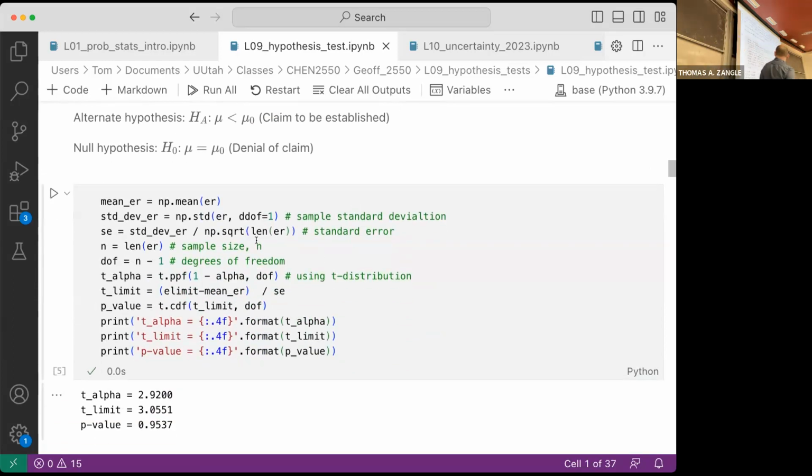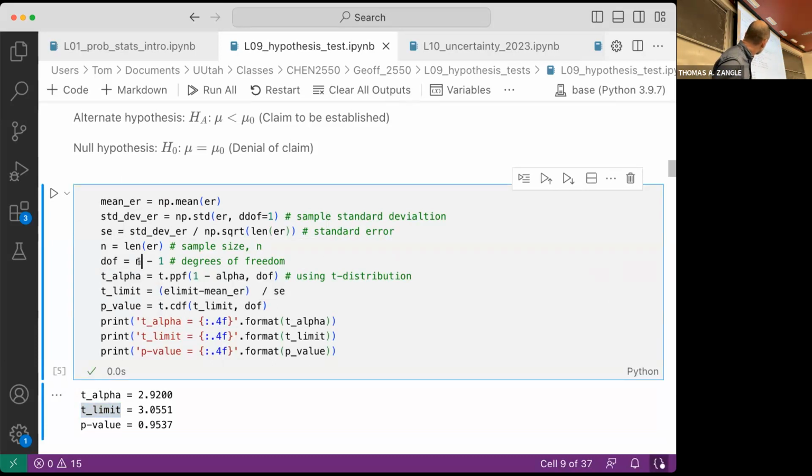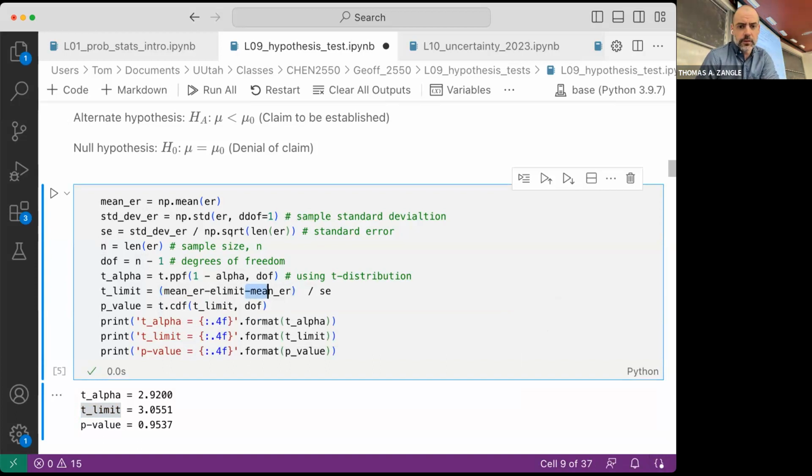Again, this set of code runs through the calculations for evaluating the null hypothesis. But the key here is that we're computing the t distribution, and now you can see we're computing two different values of the t distribution. One is the value of the t distribution for my limiting... Actually, sorry, there's a mistake here. I was editing this earlier. This should be mean ER minus E limit. Apologies.